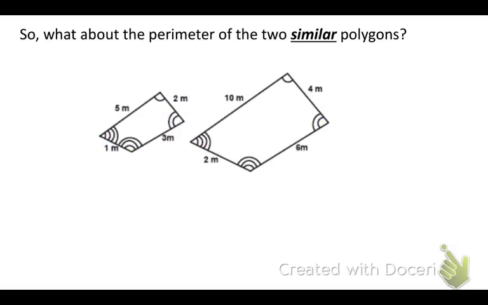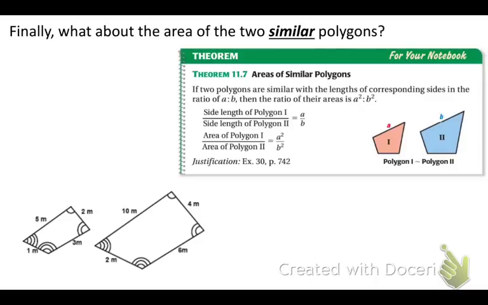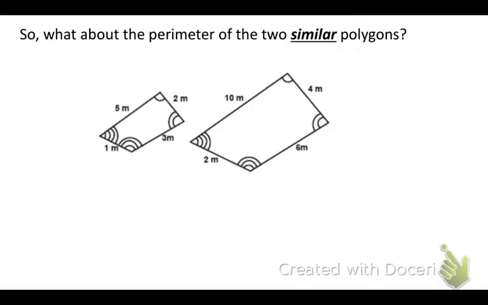So what about the perimeter of two similar polygons? We've talked about how their corresponding angles are congruent and their corresponding sides are proportional. On these two shapes, the same shapes from the last page, we know that the ratio of their sides is 1 to 2, or 1/2. So let's look at their perimeters. Remember, the perimeter is the fence around the polygon. So we have 5 plus 2 plus 3 plus 1, which is equal to 11. So the perimeter of this shape is 11.